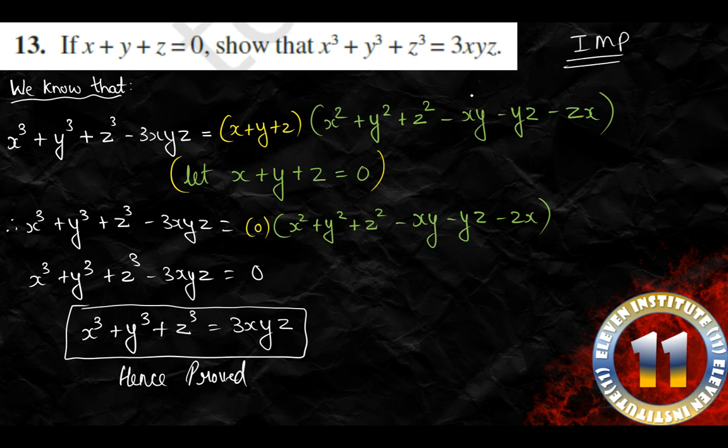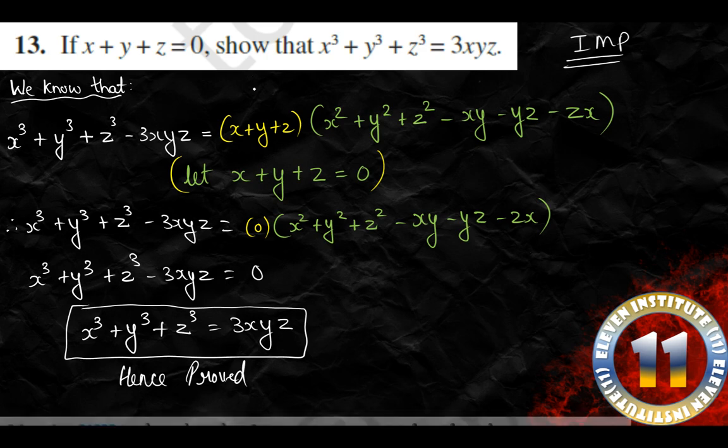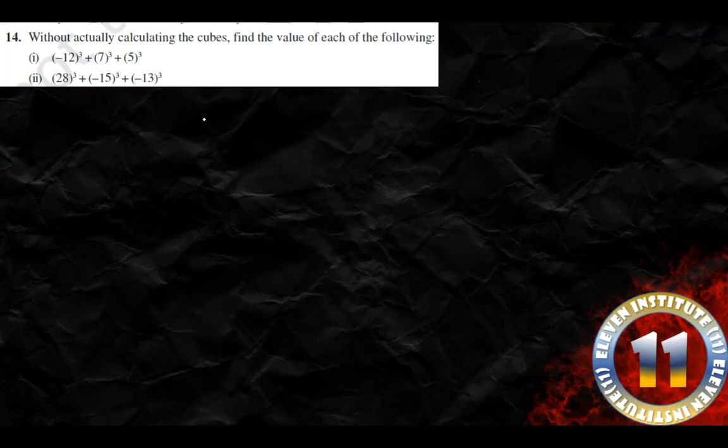There are two sums related to this, but before doing them, first of all write this down in your CW. Alright, I hope you have written this. Now keep this in your mind. This is a new formula for you. Based upon this, we are going to solve the next two sums of number 14. Without actually calculating the cubes, find the value of each of the following. So let us try for the first one.